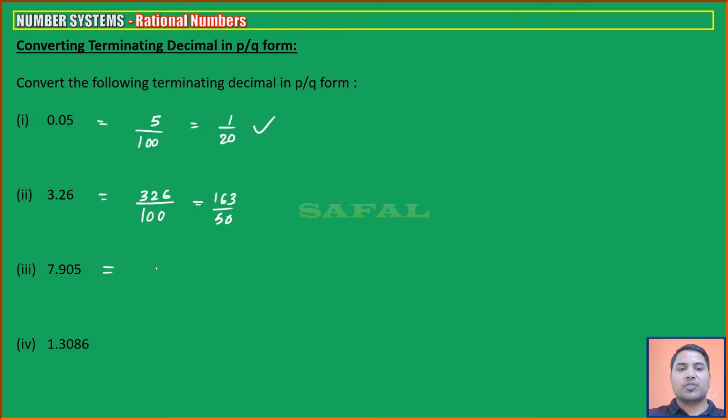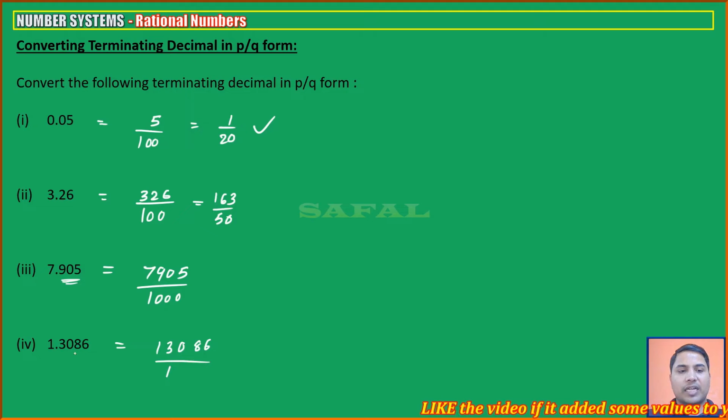Similarly, if I want to write this, so 7905. Now for the decimal I am going to put 1, and after the decimal how many digits can I see here? 3 digits, so that's why 3 zeros. Simplification I can do, that's not a big deal. On a similar line this number will become 13086, for the decimal 1, and after the decimal how many digits? 4, so 4 zeros. Okay.